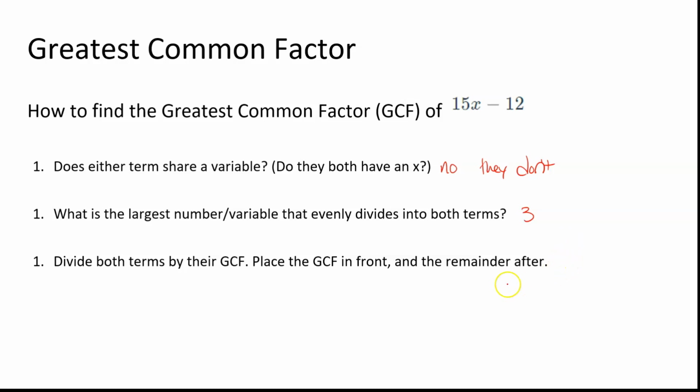So this is going to be 15x minus 12. I'm going to take this one divided by 3 and this one divided by 3. And that's going to give me 5x minus 4. Those are my remainders. And I put my GCF in front right there. Okay.